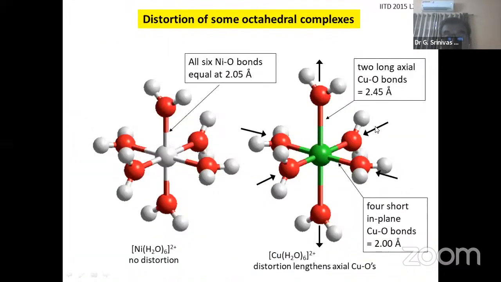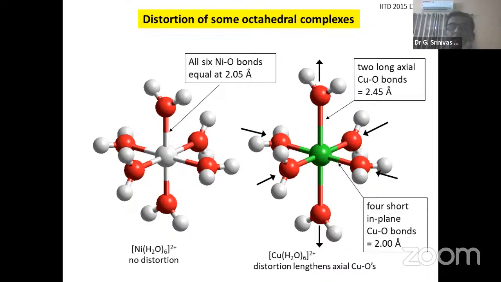Distortion. This is another topic. So far we have discussed what crystal field stabilization energy is, the crystal field splitting in octahedral complexes, how the CFSE values are calculated, and what factors influence the CFSE values. Another interesting topic is that the octahedral is perfectly octahedral.